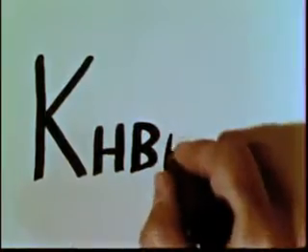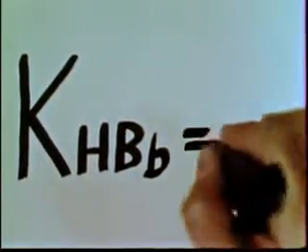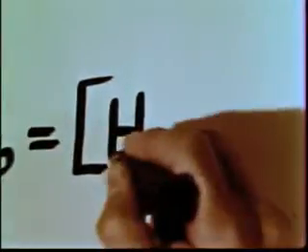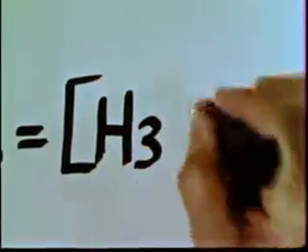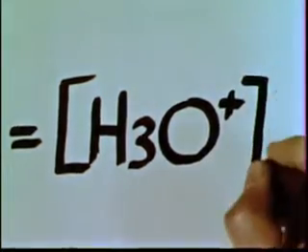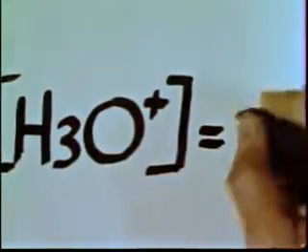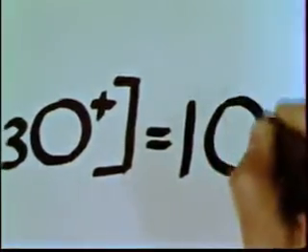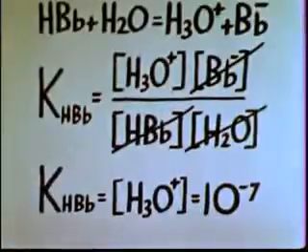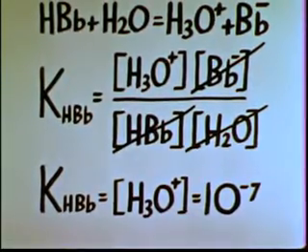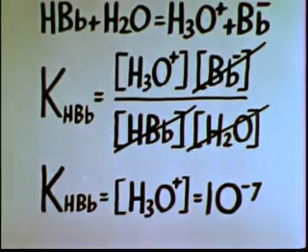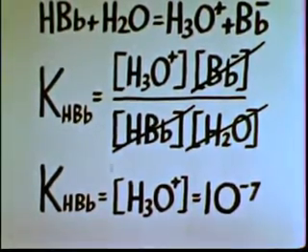Thus, KHBB equals the concentration of H3O plus in neutral water, which in turn equals 10 to the minus 7. KHBB, therefore, is about 10 to the minus 7. How does this value compare with the ionization constants of other indicators?